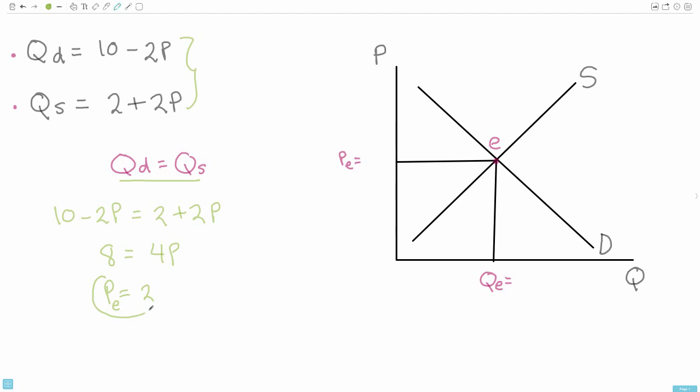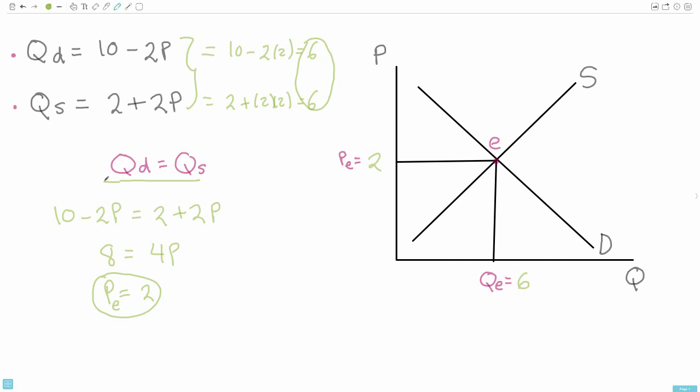So now that you have the price of equilibrium, which is essentially the value here, you can go to either the demand equation or the supply equation to solve for QD. So let's do both. This will be 10 minus 2 times 2, which is going to give you a value of 6. Or if you substitute this number 2 in the supply equation, you're going to get 2 plus 2 times 2, which is going to give you 6. So the quantity of equilibrium is 6, which essentially is the value that goes right here. So there you have it.